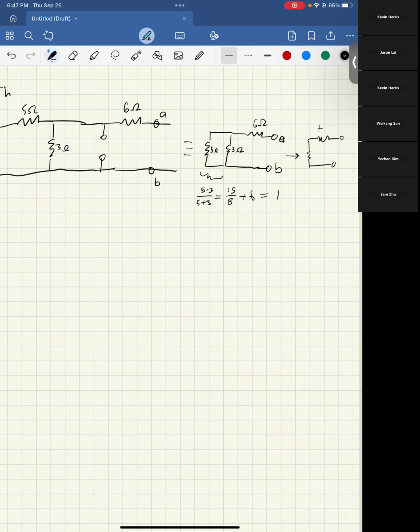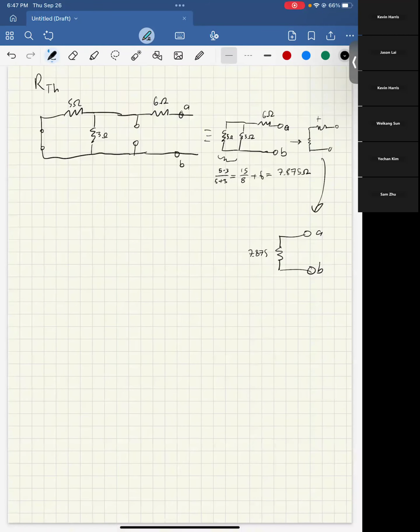So we get our RTH. And so what we end up getting there is, I'll draw out the final circuit just to be clear. RTH equals 7.875. We end up getting just a single resistor between the two with a value of 7.875 after you neutralize the sources and combine all the resistors. So what that tells us is that this is our RTH.